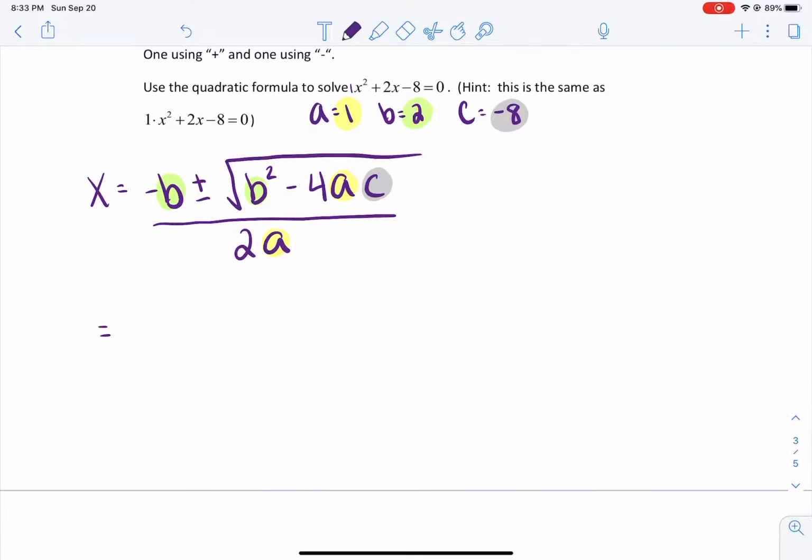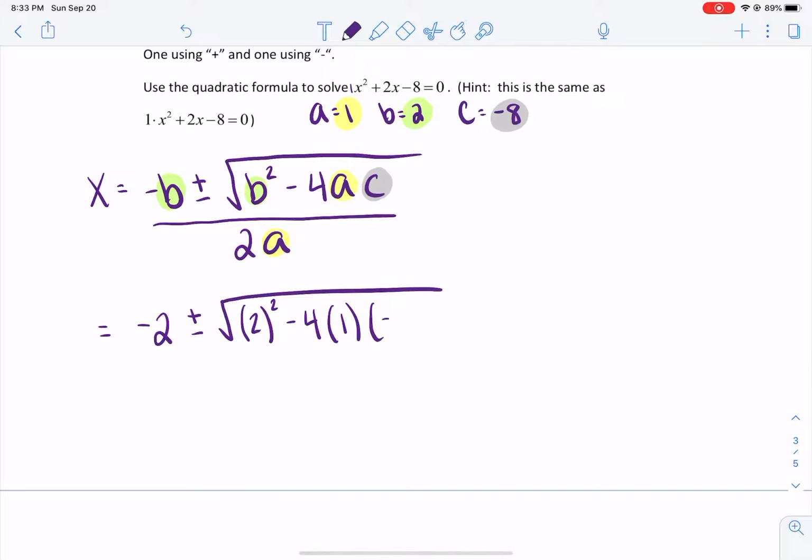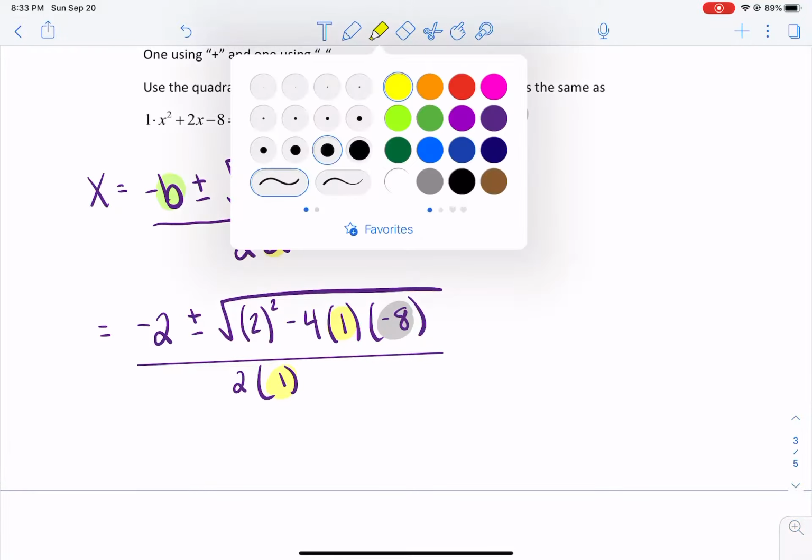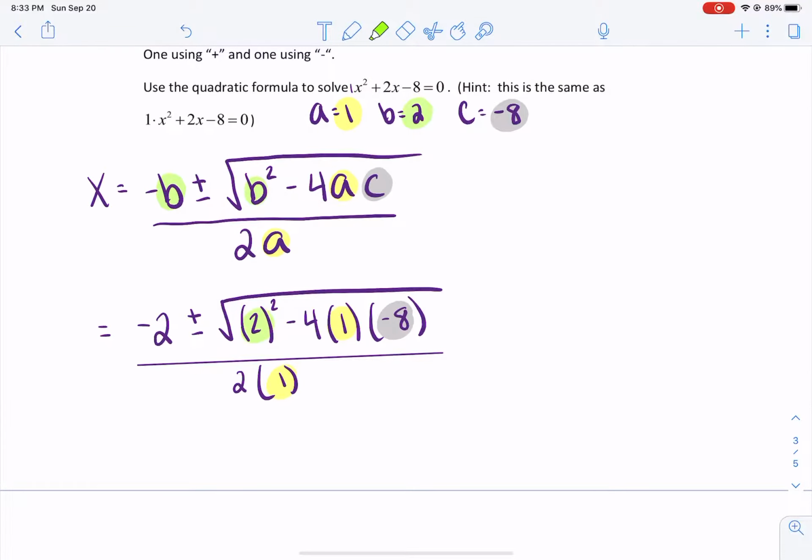So negative b, there already is a negative there, so I'm going to leave that and then put the 2, plus or minus the square root of b squared. I'm going to put this one in parentheses. I usually put b right there in parentheses, and then minus 4 times a, which is 1, times c, which is negative 8, all over 2 times 1. And let me do my highlight really quick, just so you can see that. All right, so I plugged everything in, and now let's start to simplify.